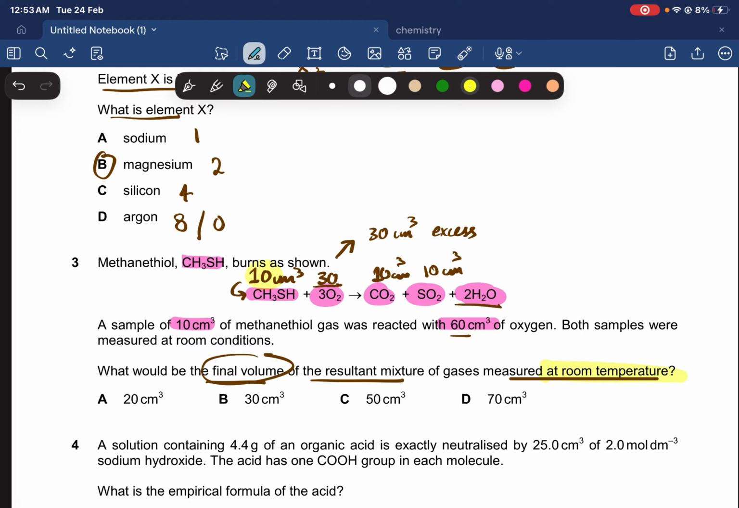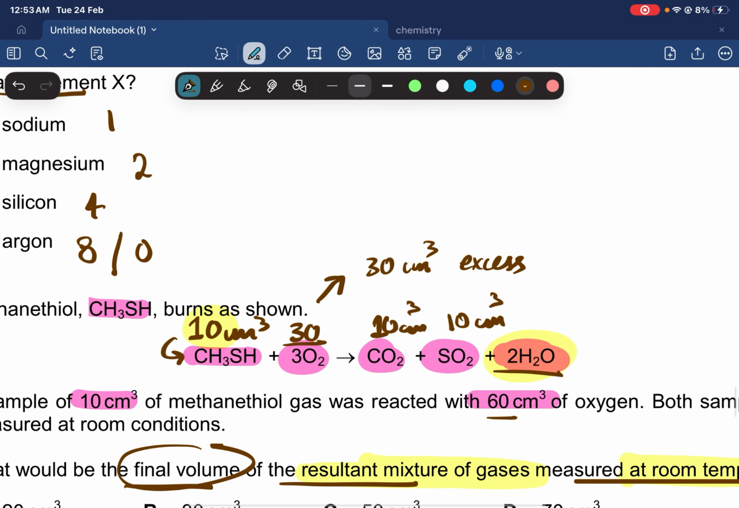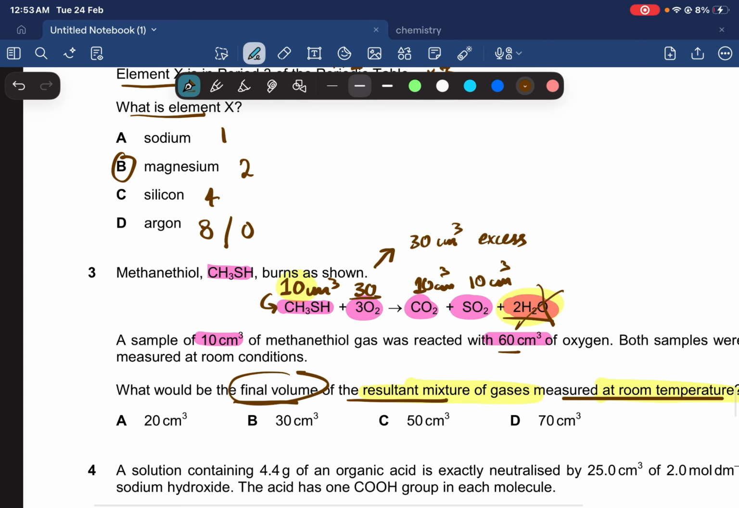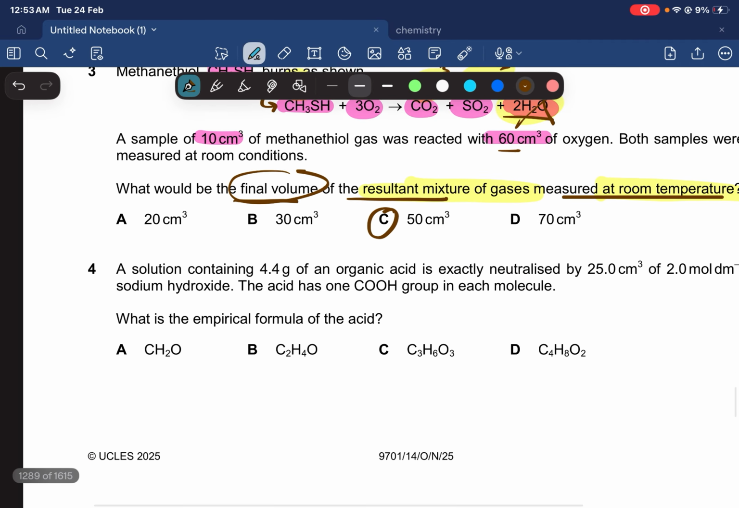And over here they're asking about the mixture of gases. At room temperature, water is not going to be a gas. It's going to be a liquid. So we don't consider water here. So how much gas do we have? We have 30 cm cube of oxygen, 10 cm cube of carbon dioxide, and 10 cm cube of SO2. So that makes a total of 30 plus 10 plus 10, 50.